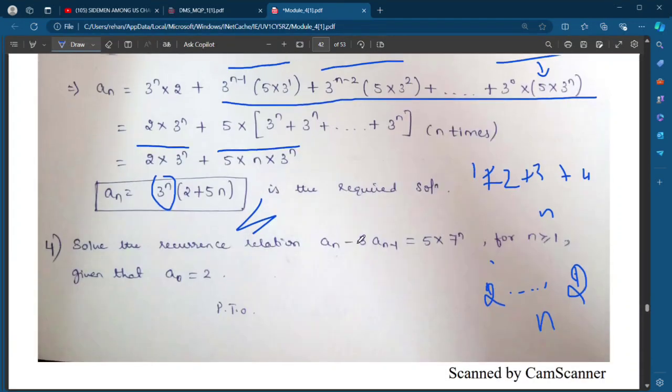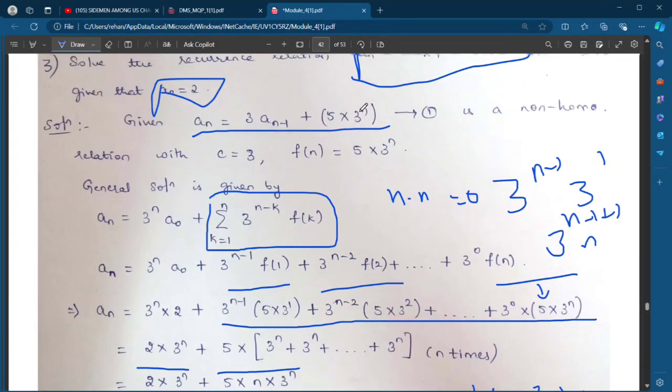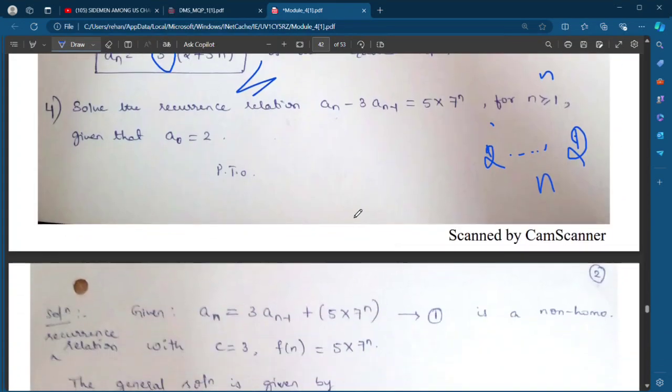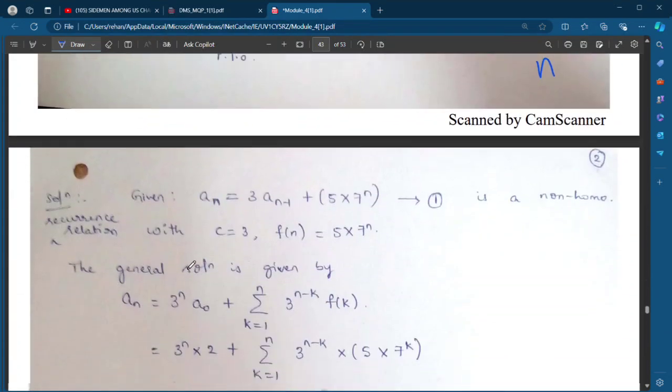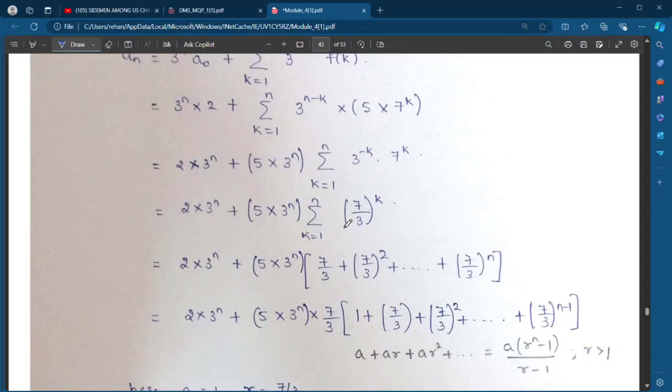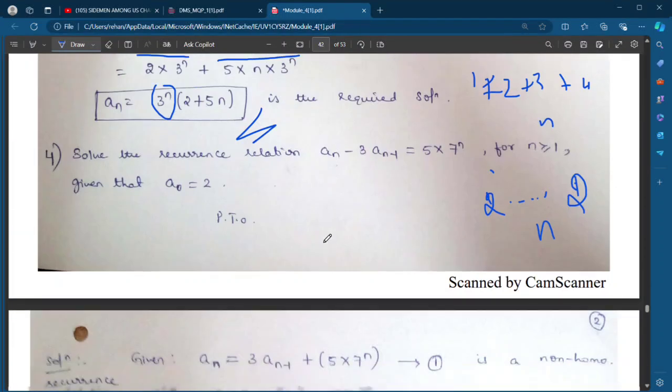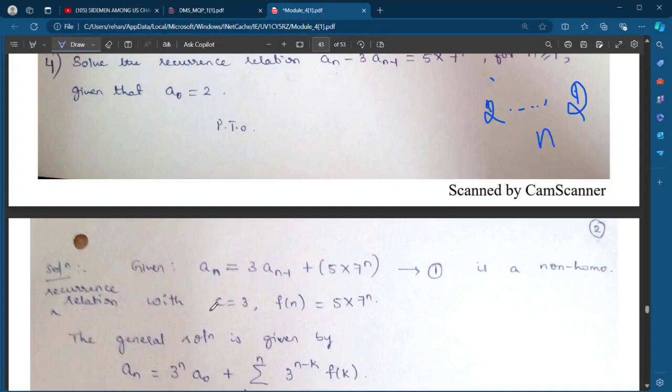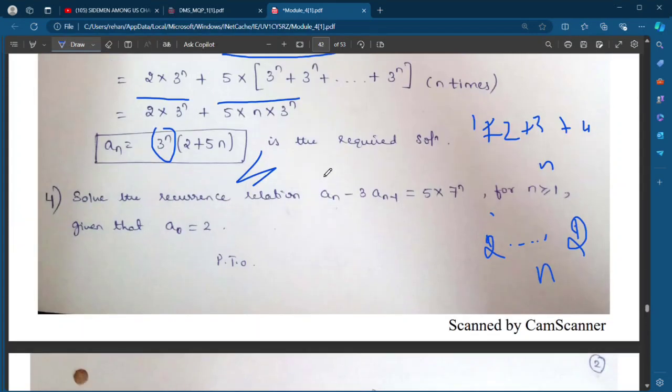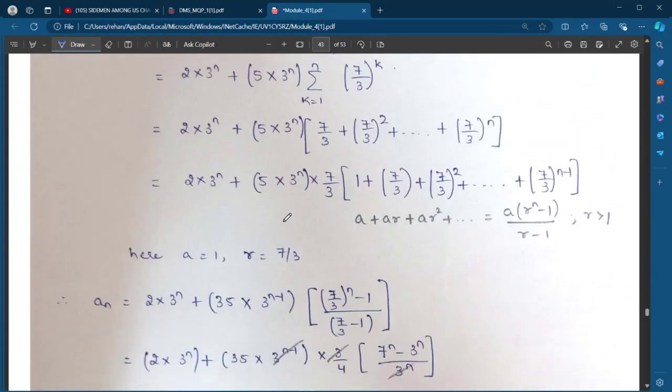So in the same way, instead of 3 power n I have 7 power n here, and a naught is also the same, nothing else is changing. So only in place of 3 I have now 7. That's it, nothing else will change here. Okay, 3 power n minus k. Okay, let me see the question. Yeah, perfect, right? Same to same, nothing else is changing.